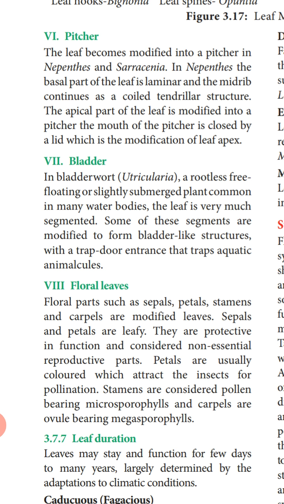Next is the bladder. Bladderwort is found in aquatic habitats. In bladderwort, Utricularia, a rootless, free-floating or slightly submerged plant common in any water bodies, the leaf is much segmented. Some of these segments are modified to form bladder-like structures with a trapdoor entrance that traps aquatic animalcules. So here in bladderwort, the leaf is modified in the form of a bladder or a sac-like structure. These plants are free floating. They float in the water.